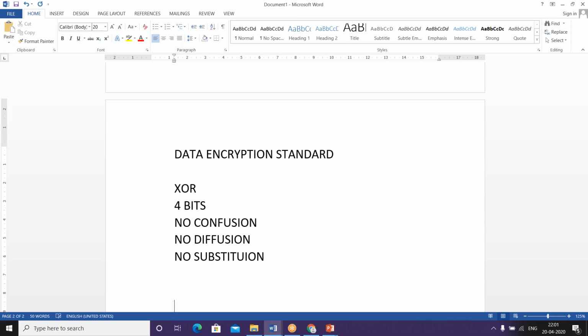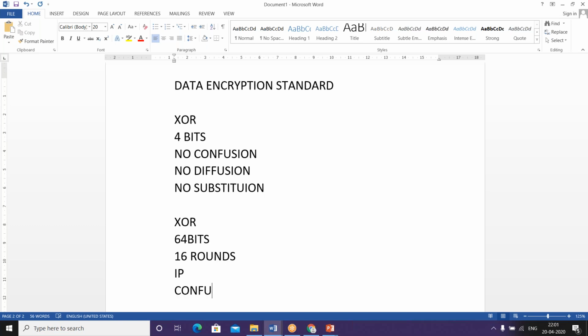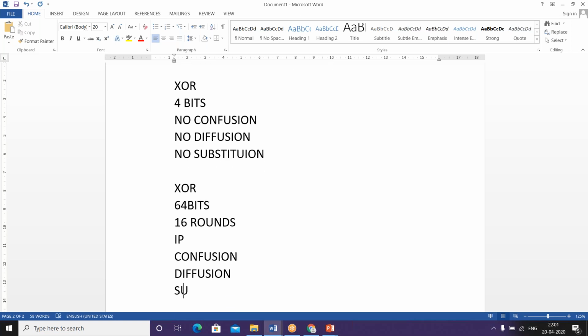Fine. So to strengthen this algorithm, what will they do? Of course, XOR will not change. Instead of 4 bits, they will be taking 64 bits. Right? Instead of one round, they will be doing it for 16 rounds. And they will be implementing initial permutation, then data confusion, diffusion, and substitution. Now we got one strong algorithm.